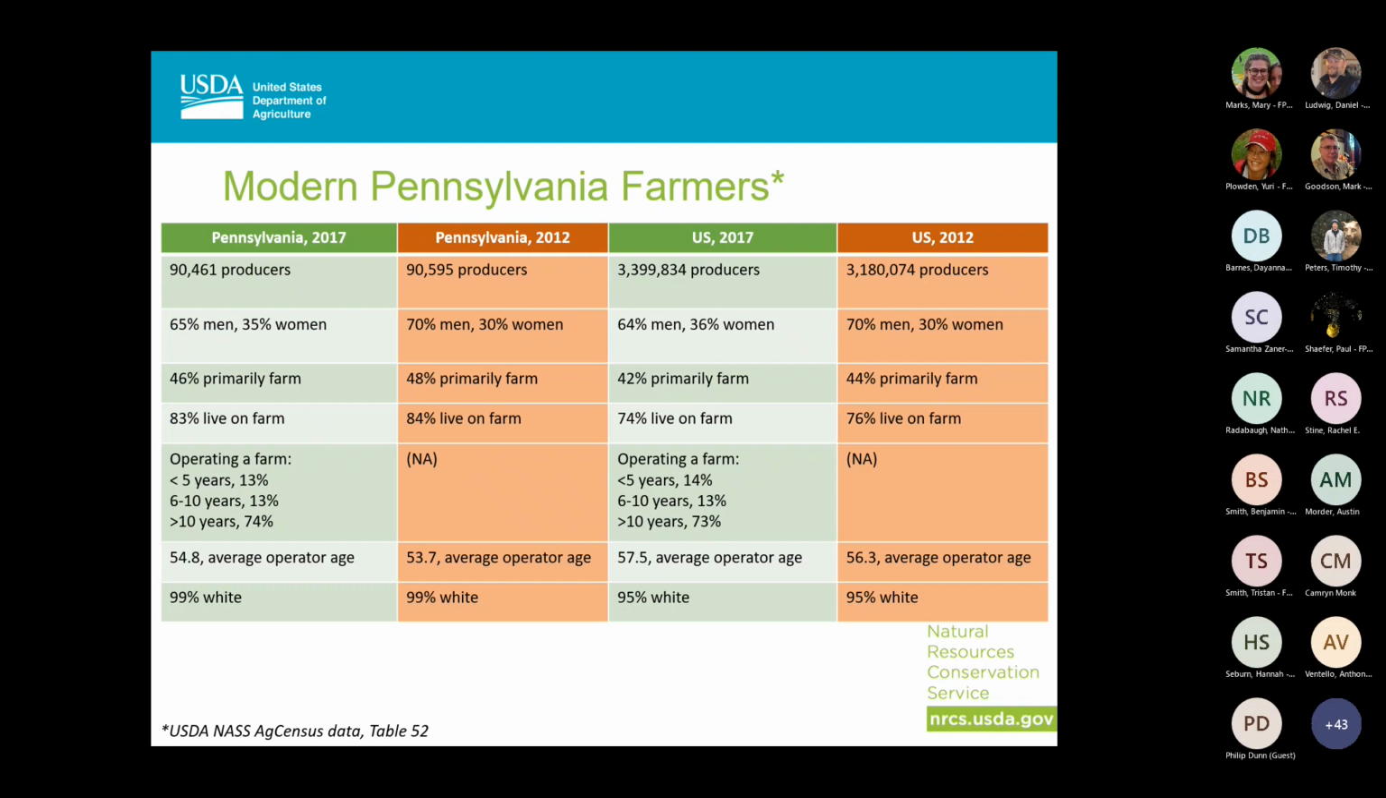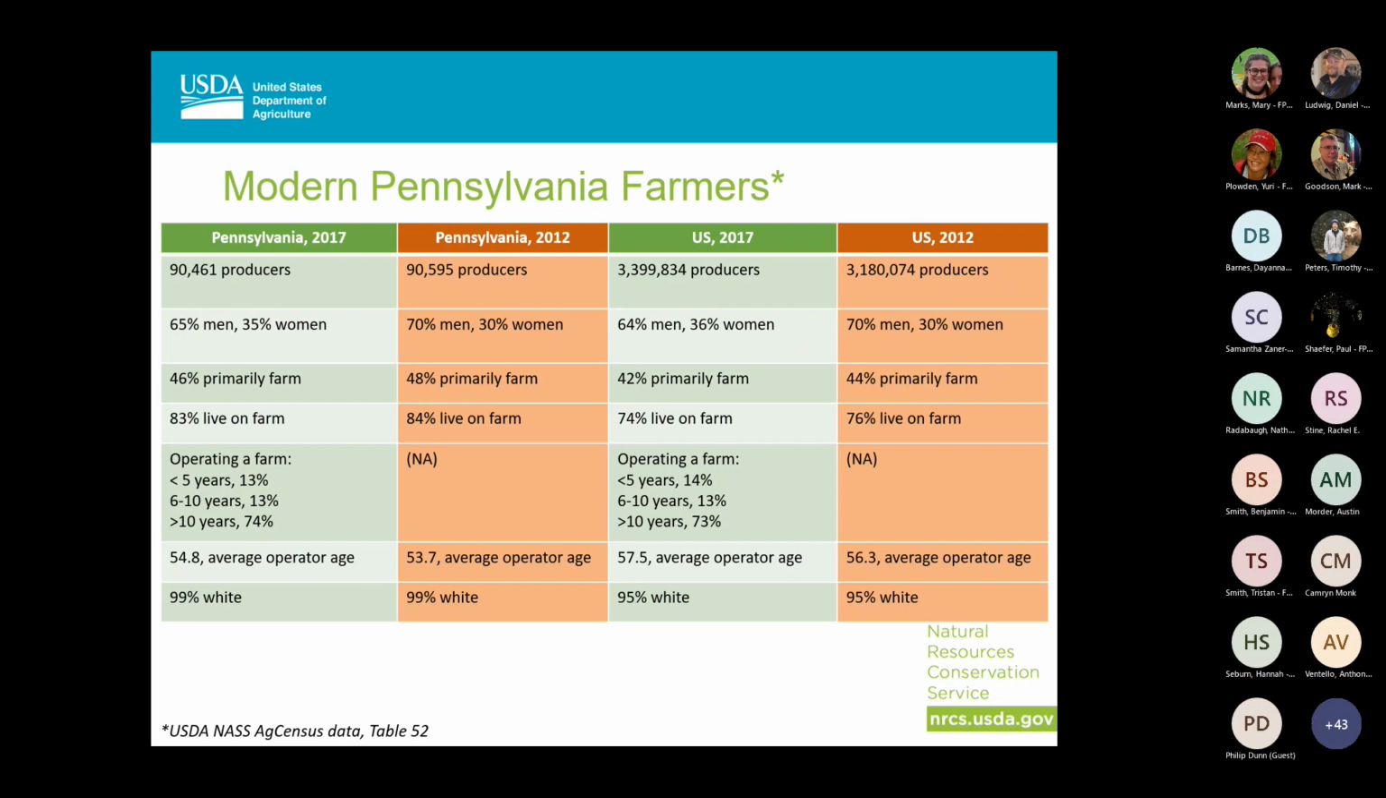And then looking at the modern Pennsylvania farmer, I looked at what has happened in the U.S. and Pennsylvania, changes from 2012 to 2017. So we had a bit of a producer downshift. Actually, there were a few less producers, about 100, so not a huge difference, probably not even statistically significant, from 2012 to 2017. So we can say relatively stagnant. We don't see a lot of increase in producers.